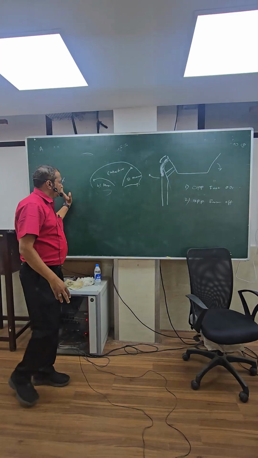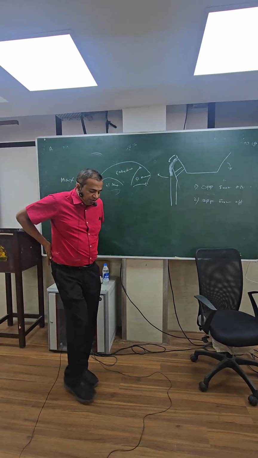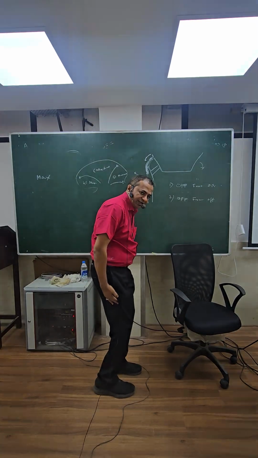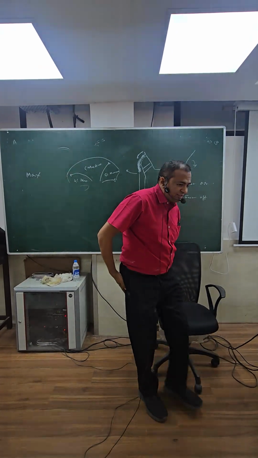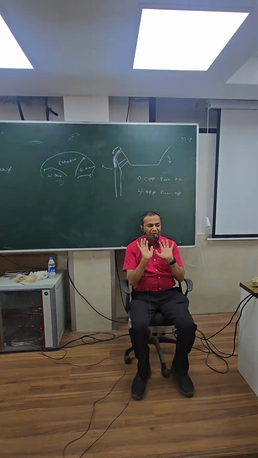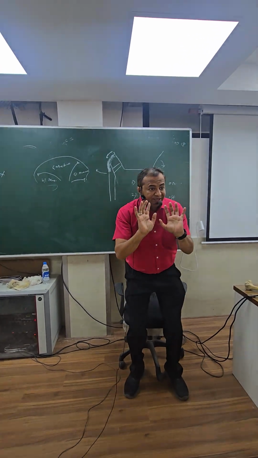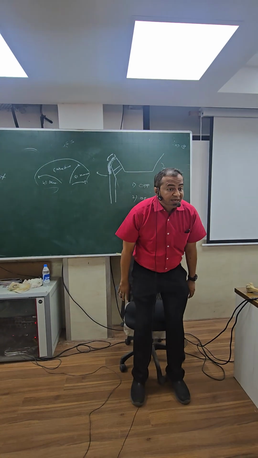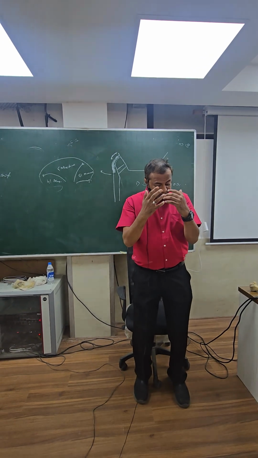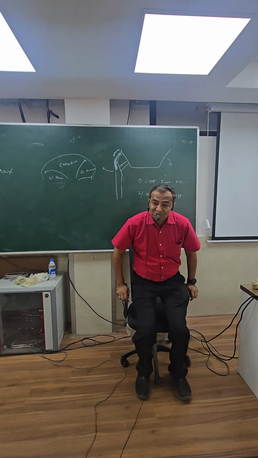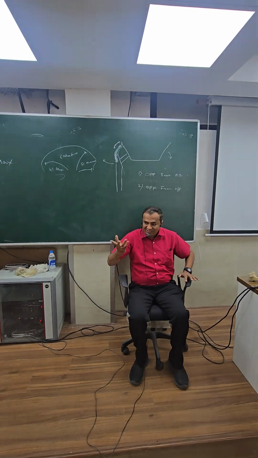Gluteus maximus is a chief extensor. It is the muscle which goes literally like this from here and gets inserted here. It is the muscle which actually pushes our body and allows us to get up from the sitting position. By its controlled relaxation, it allows us to sit down also. So that is another action.